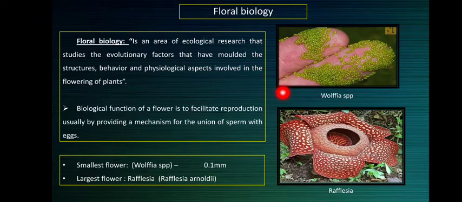Coming to the definition, floral biology is an area of ecological research that studies the evolutionary factors that have molded the structures, behavior, and physiological aspects involved in the flowering of plants. The biological function of a flower is to facilitate reproduction, usually by providing a mechanism for the union of sperm with eggs.